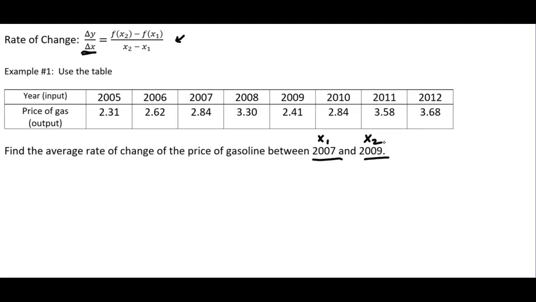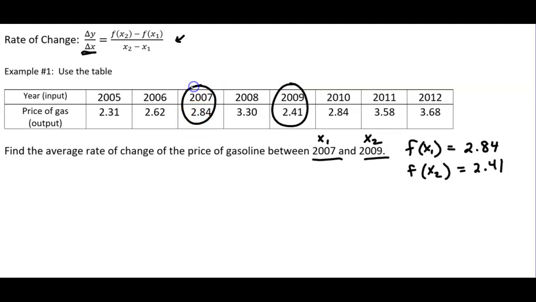Then we have to find f of x sub 1. So what we want to know is what was the average price of gas in 2007? And it looks like it was 2.84. And then f of x sub 2, that's going to be the gasoline in 2009, which was 2.41. You're getting that off the table. All right, now we can apply the rate of change formula.